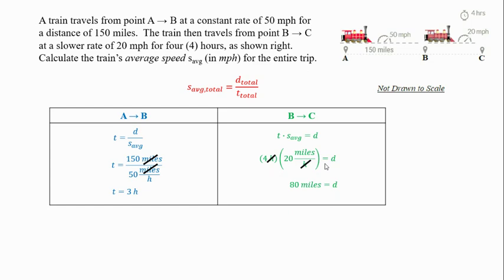Okay. So now we know everything. To find average speed for the whole entire thing, we need the total distance divided by the total time. Well, we know that the second leg took 4 hours.